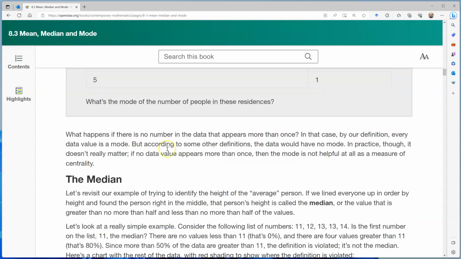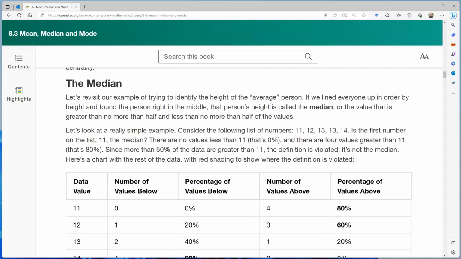So now median is a little more interesting. Median is talking about where you lie inside of a distribution as far as the quote-unquote middle, the true middle. All right, and that's the median. So if we look at a really simple example here, we've got these 5 values. They are listed in ascending order, meaning from least to greatest. That's super important. When you're finding the median, it has to be from least to greatest.